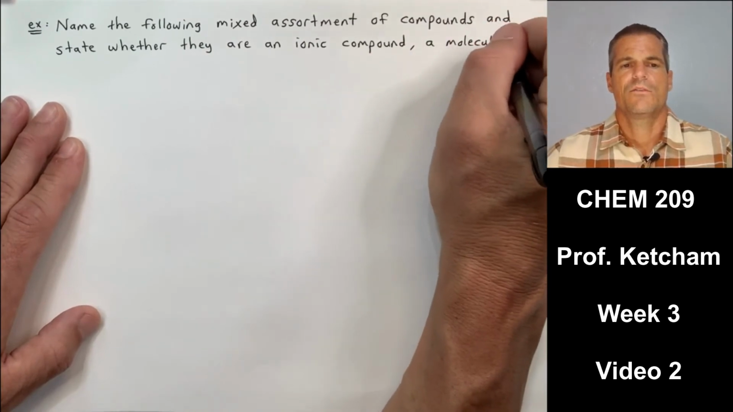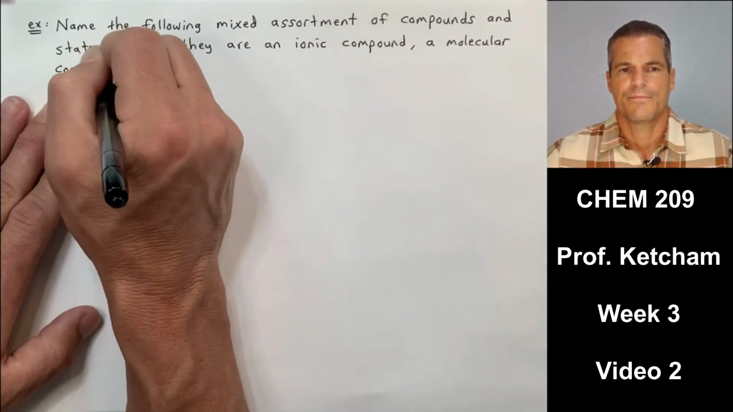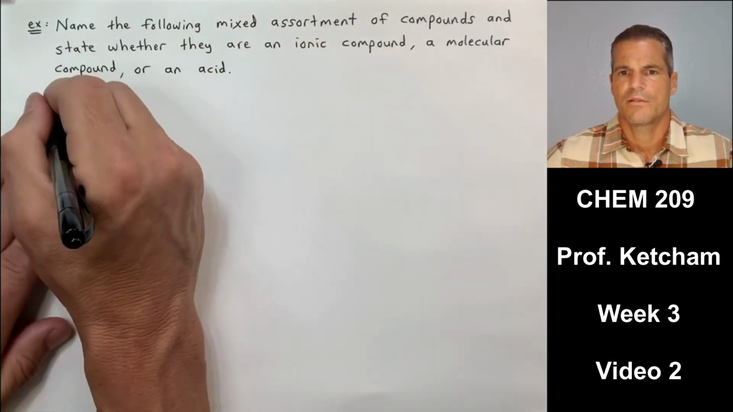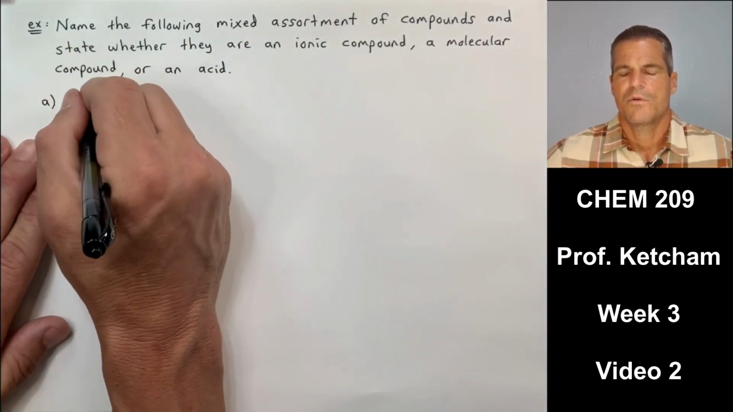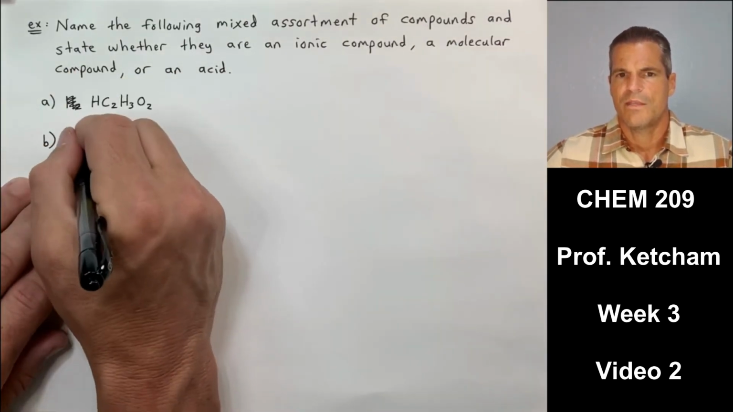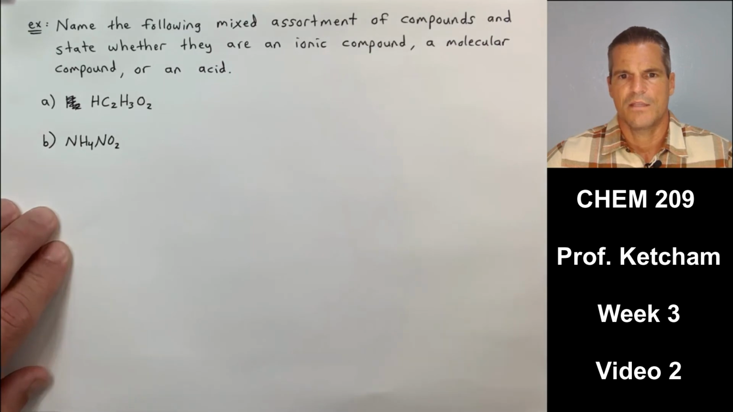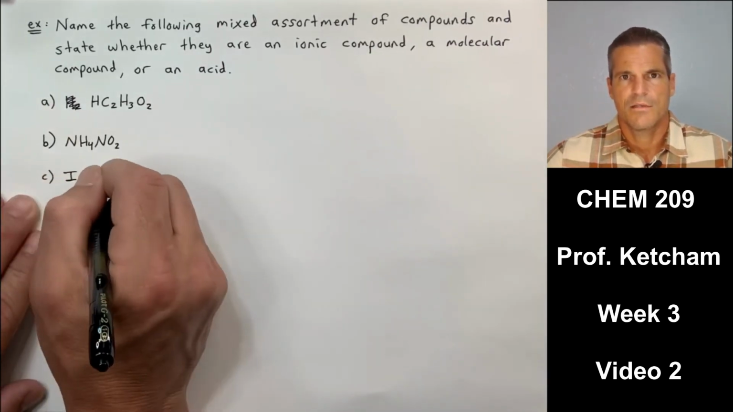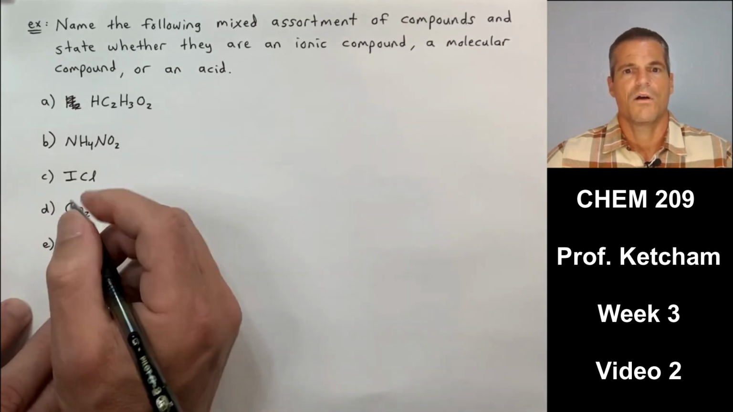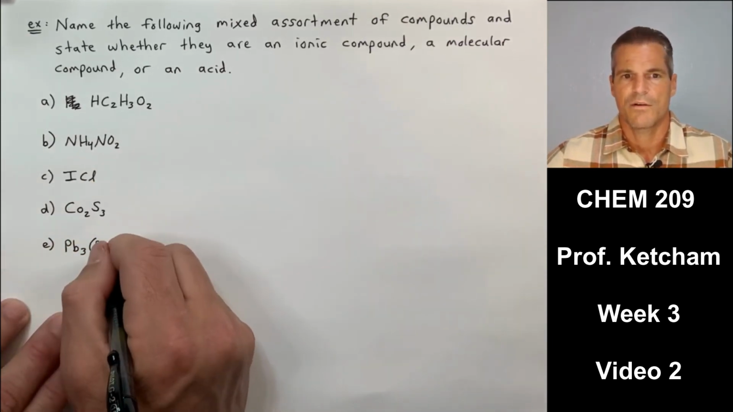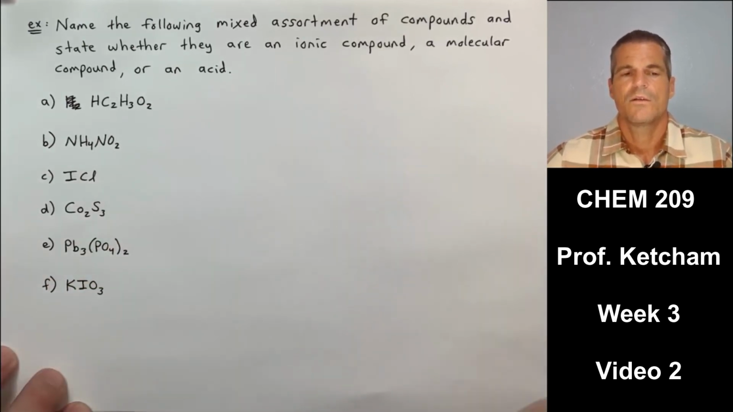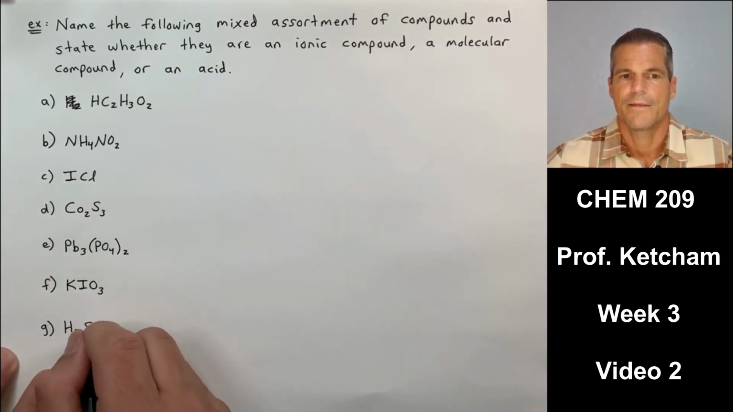I want us to do the following example problem. Name the following mixed assortment of compounds. So I think we'll actually do this in our next video, but I'm going to get this written out for you now. When I mean mixed assortment of compounds, I mean it could be an acid, it could be an ionic compound, it could be a covalent compound, and they're all going to be mixed in and jumbled together. And if it wants us to name these guys, we're going to be given the formula, okay?